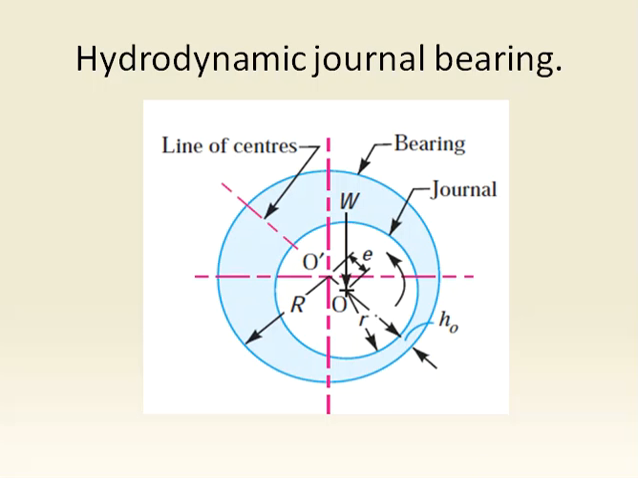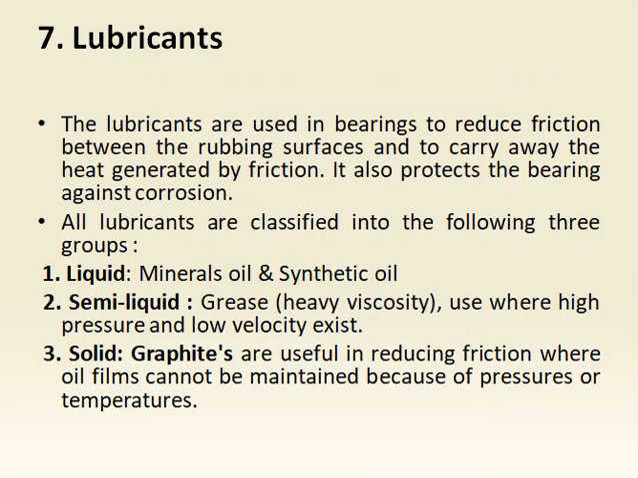So coming to the lubricants. Lubricants are used in bearings to reduce the friction between the rubbing surfaces and to carry away the heat generated by the friction. It also protects the bearing against corrosion. All the lubricants are classified into mainly three categories. Number one, liquids, which are mineral oils or synthetic oils. Second, semi-fluids or semi-liquids, like grease of high viscosity, used at very high pressure and low velocity.